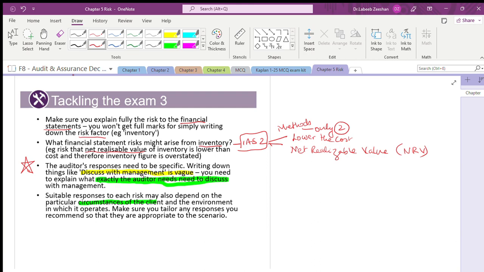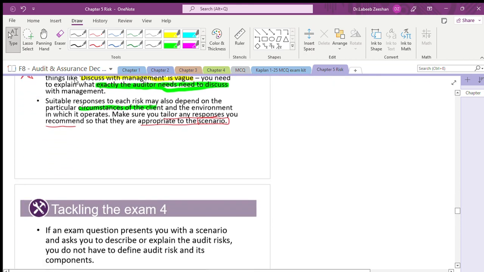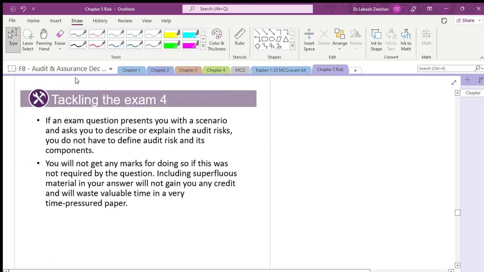And the environment in which it operates. Make sure that you tailor your response, so that it is appropriate to the scenario. What is needed, you have to write. Okay? It's very simple. I'm telling you, very easy as such. If an exam question presents you a scenario and asks you to describe or explain the audit risk, you should not define it. Is it right? See, that is the difference. There is describe, there is define. These are the verbs.